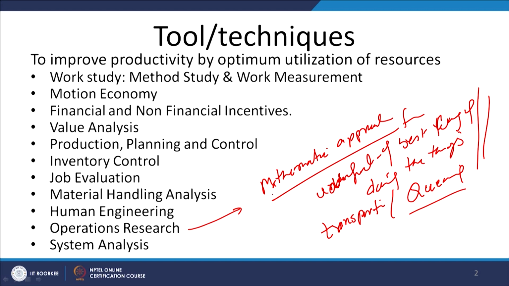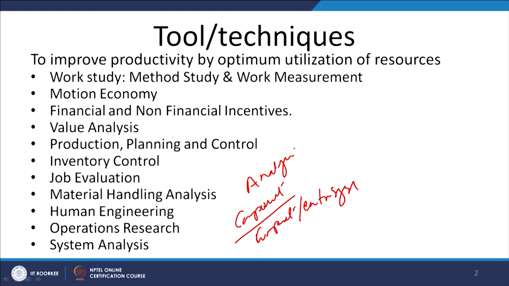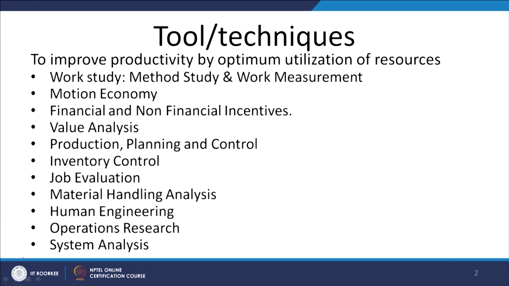So, basically it is a mathematical approach to see what should be done in order to increase the utilization and reduce the wastage of efforts. System analysis. This is another tool which is used to analyze a given component and the role of the component with respect to the entire system, to see where wastages are taking place and what can be done in order to increase the utilization.